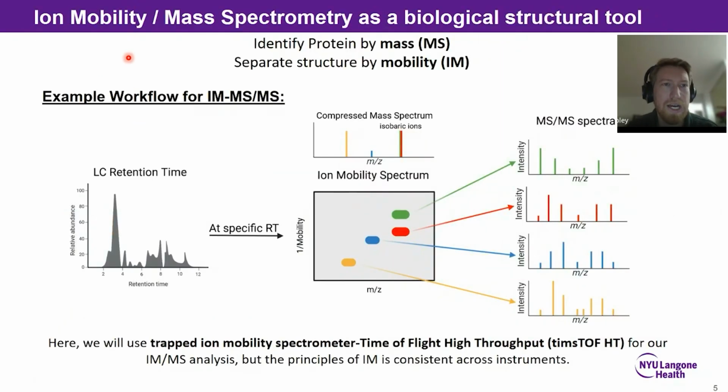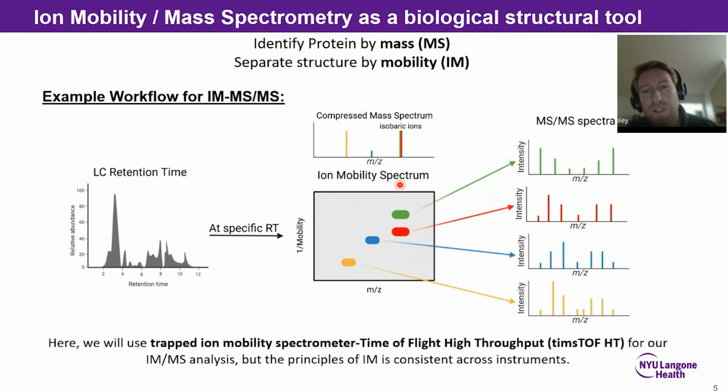And just to highlight some of the keys: in general, ion mobility identifies your protein by its mass with your mass spectrum, and then you could either identify structure or separate structure based on the ion's mobility. So here is a very simplified workflow. If you have your LC retention time, if you look at a specific retention time and you look at your ion mobility spectrum, this could be on any instrument, what you'll see is that you have these different populations occupied. And what's really nice is if you have a case where you have an isobaric ion, an ion with the same m/z, you could possibly separate them by mobility.